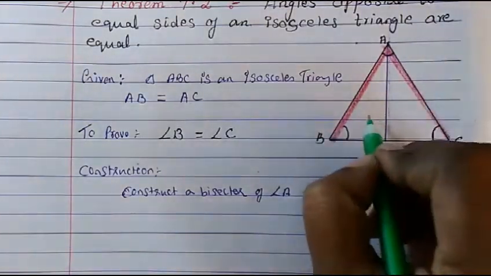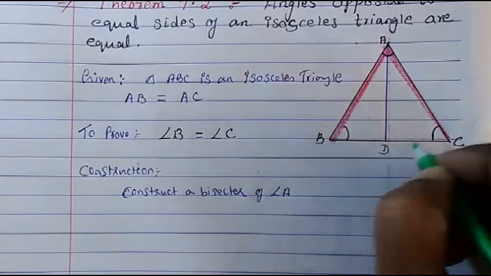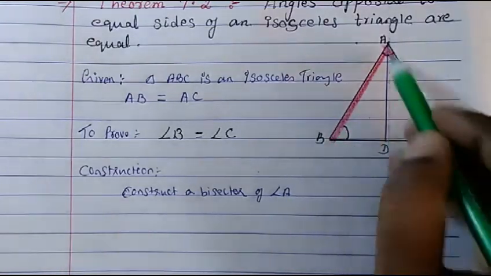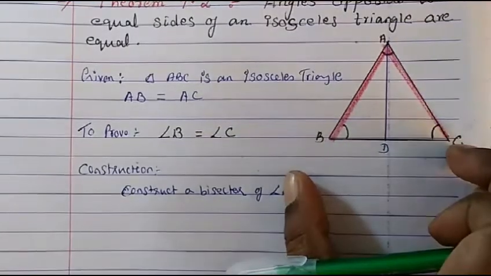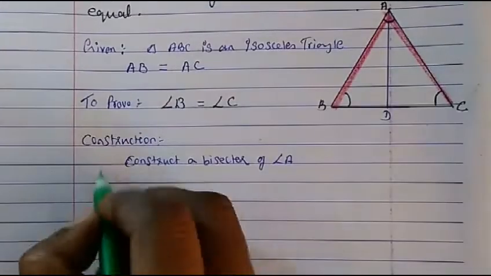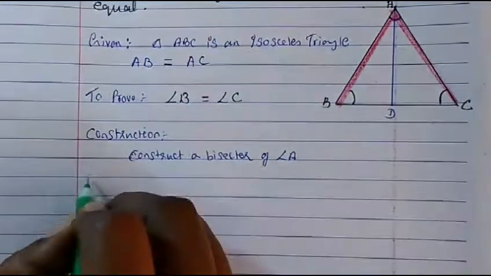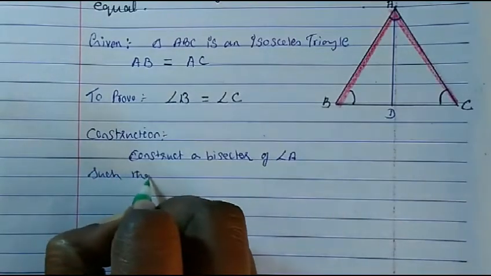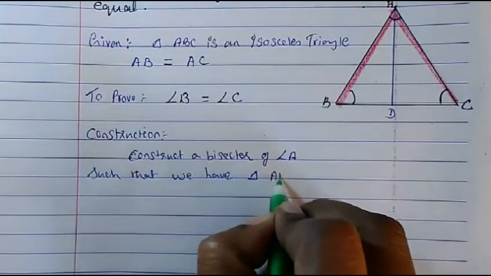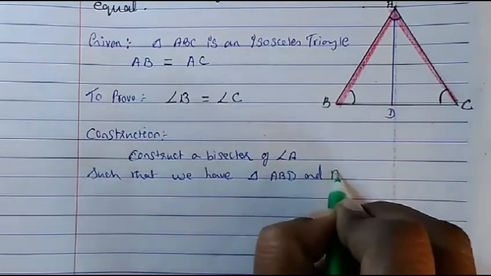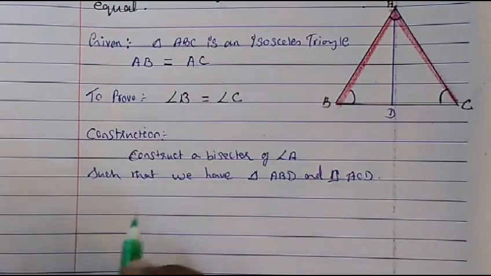So now two triangles are formed. Let's name this point D. So we have triangle ABD as one triangle, then ACD as another triangle. So two triangles are formed. We have constructed a bisector of angle A such that we have triangle ABD and triangle ACD. So let's begin to prove now.